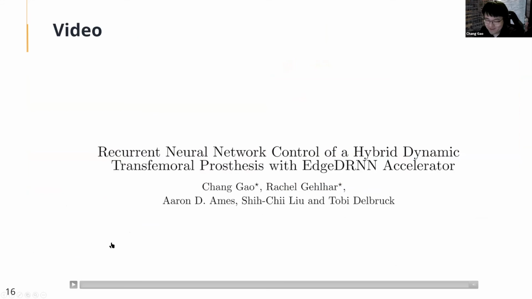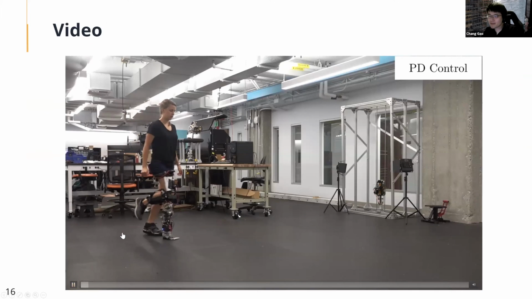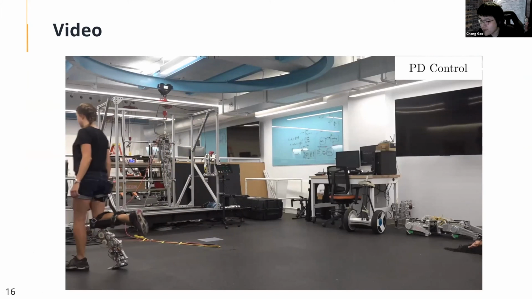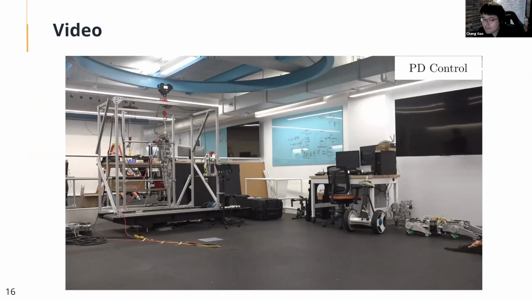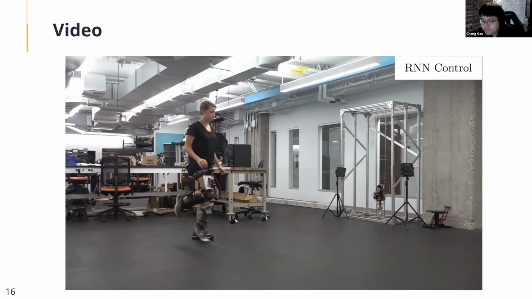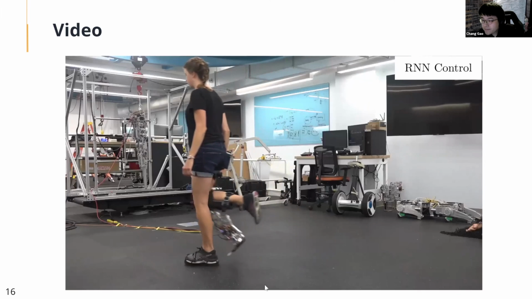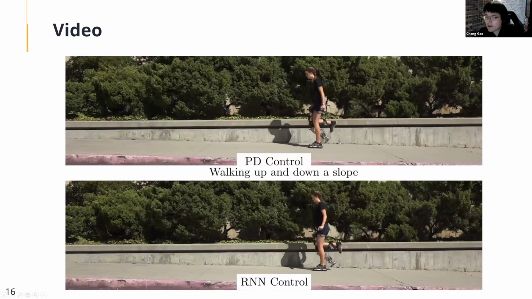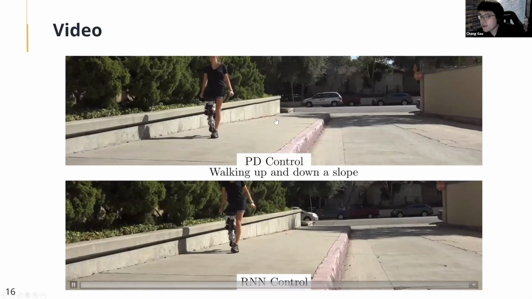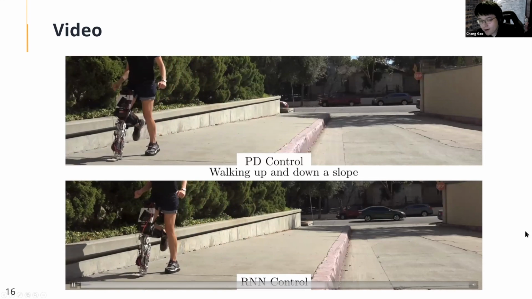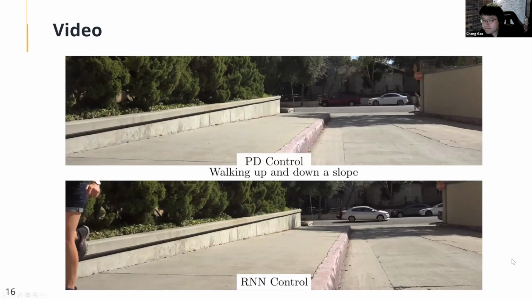Here is the final video that was a success. This shows the result of the PD controller that was originally implemented on the prosthesis, and this is the RNN controller. And this is the result walking on a slope. The top half of the video is the PD controller, and the second half of the video is the RNN controller.